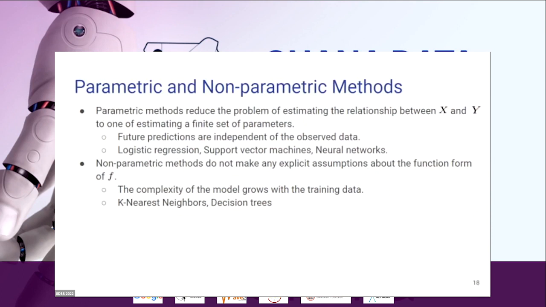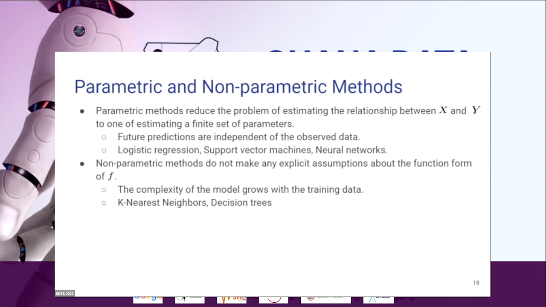And then the non-parametric models don't make any explicit assumption about the functional form. So for the non-parametric models, the functional form can change depending on the data. Any data set I give to it, it morphs to fit the particular data set that you have. And because of that, the complexity of a non-parametric model grows with the data set, right? The more data you give to it, the more it has to grow to accommodate the data. And other examples are k-nearest neighbors and decision trees.